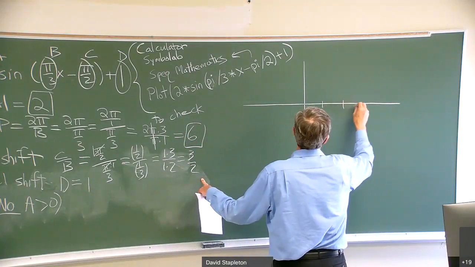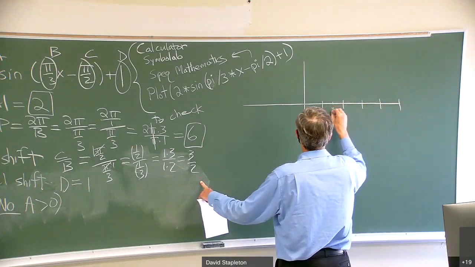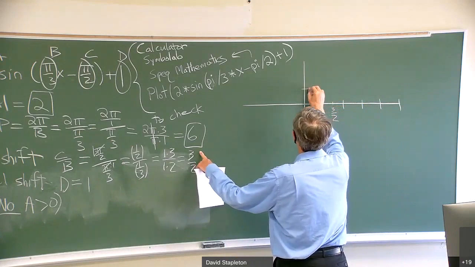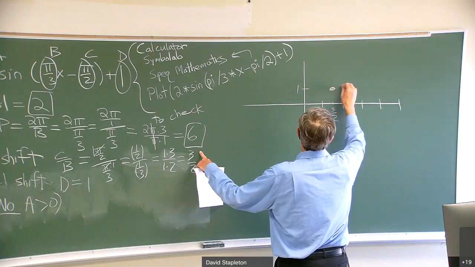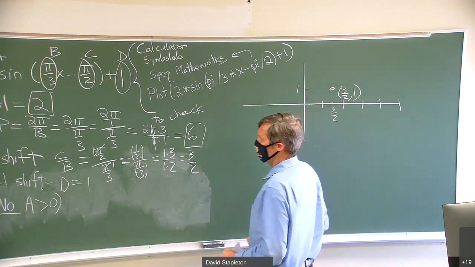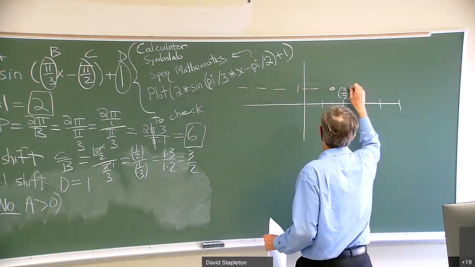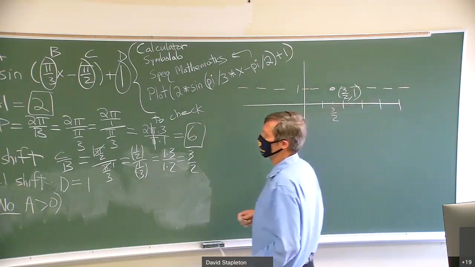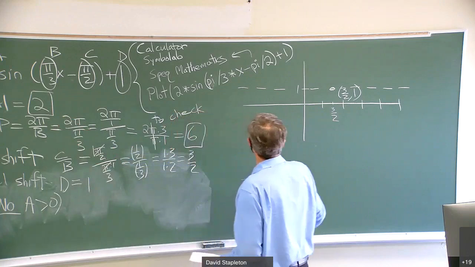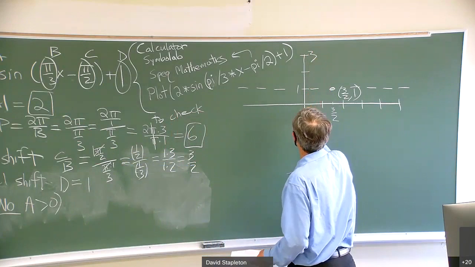There's 1, 2, 3, 4, 5. So over 3 halves and up 1. And we have this shift point, 3 halves, 1, the horizontal shift followed by the vertical shift. Then from there you can say this is the midline, it always goes through that shift point. Then look at the amplitude and go up and down by the amplitude, 2 units, 2, 3, 0, -1.